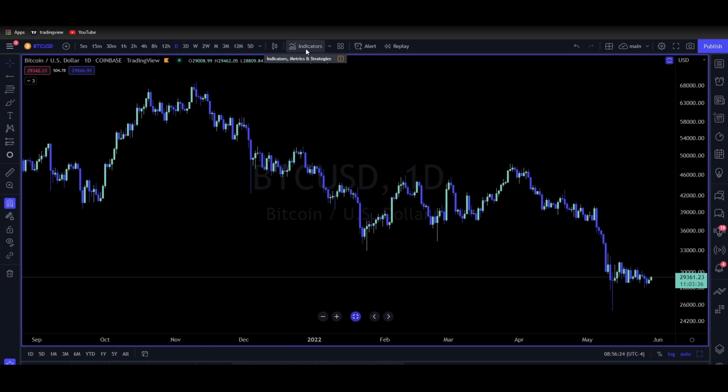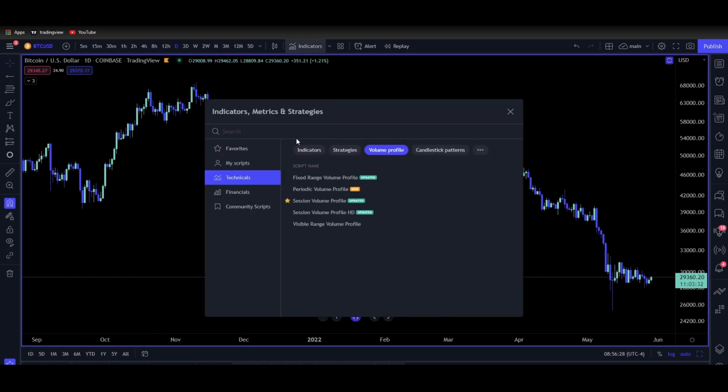Go up to indicators for me, click on that, bring down the drop down menu, click on technicals, then it's going to bring up these. Click on volume profile, then we have these. Boom. So the middle one that I have selected there as my favorite is the session volume profile.